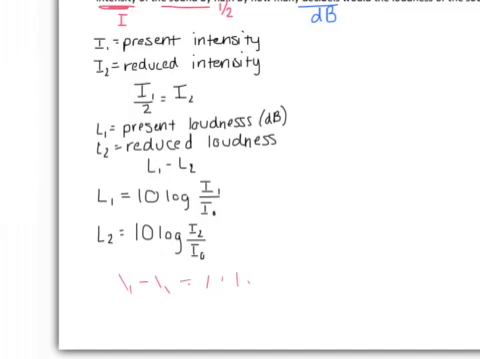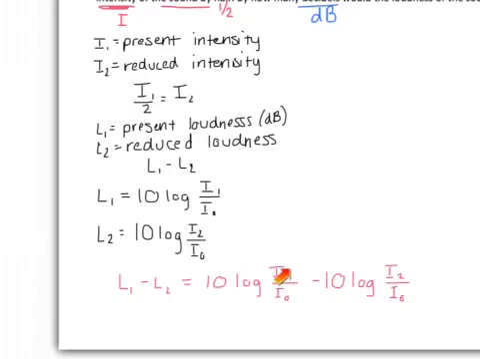So I'm going to say that L1 minus L2 equals 10 log intensity 1 over intensity naught minus 10 log intensity 2 over intensity naught. We're going to simplify, and right now in our formula we have 3 different I's. We have I1, I2, and I0.